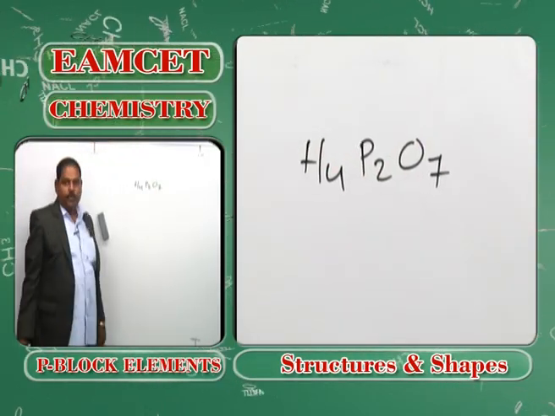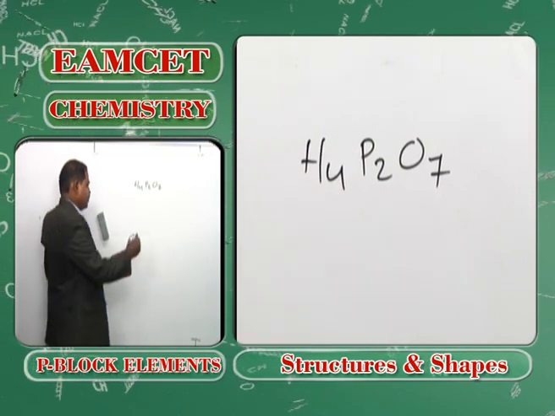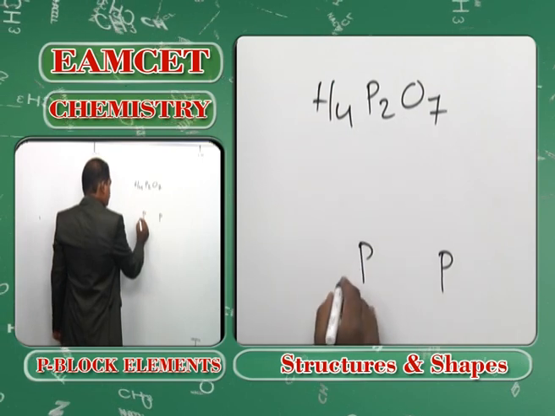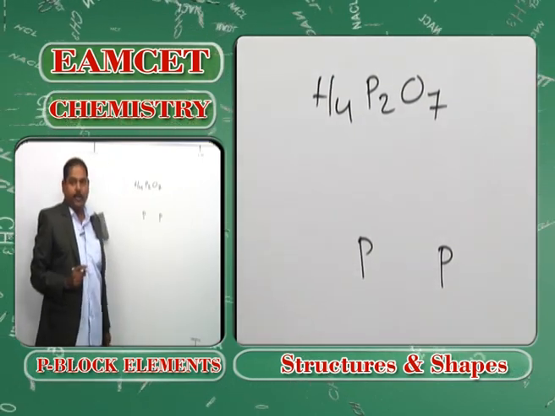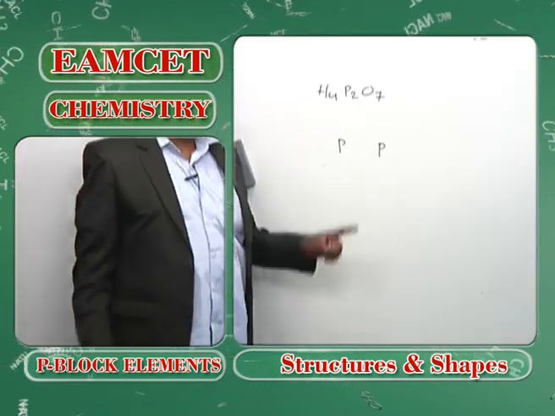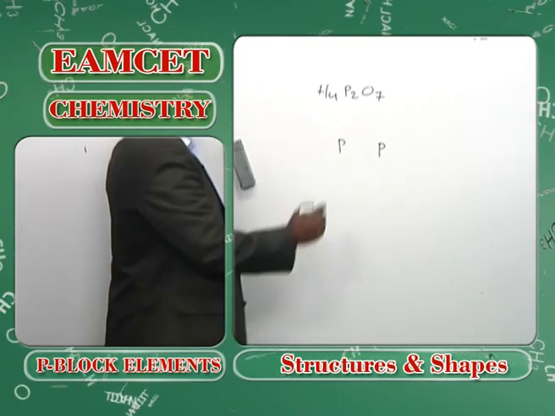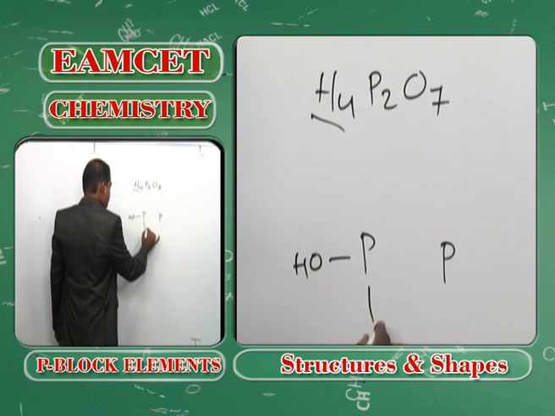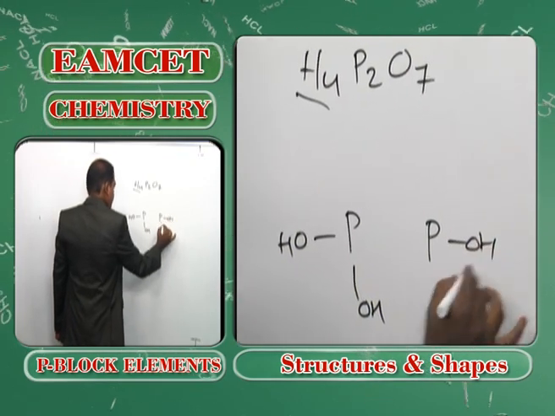H4P2O7. You have 2 phosphorus. Take both the phosphorus, 4 OH groups. How do you know 4 OH are there? Number of OH groups is equal to number of hydrogens present. Since you have 4 hydrogens, you opt for 4 OH groups, OH, OH, OH and OH.